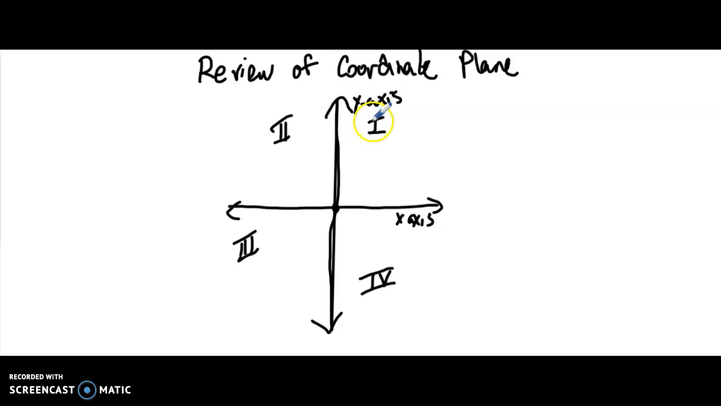I want you to know characteristics for any point on a specific quadrant. For example, any point on the first quadrant would have a positive x and a positive y, because anywhere in here you're going to go right and up. Any point on the second quadrant would have a negative x value and a positive y value, because you're going to have to go left and up. Any point on the third quadrant would have a negative x and a negative y, because you have to go left and down. And any point on the fourth quadrant, we're going to have a positive x and a negative y, because you have to go right and down.